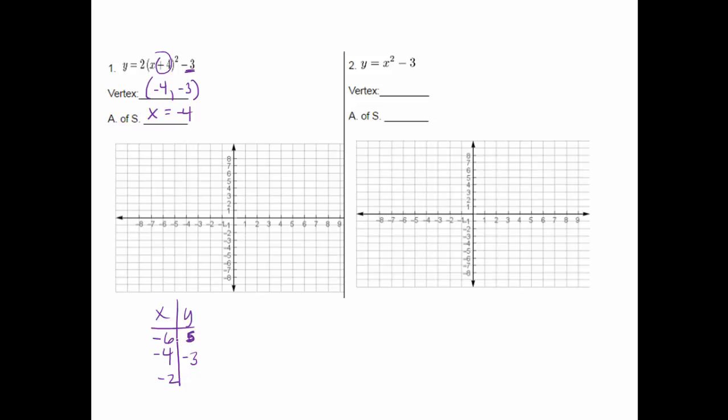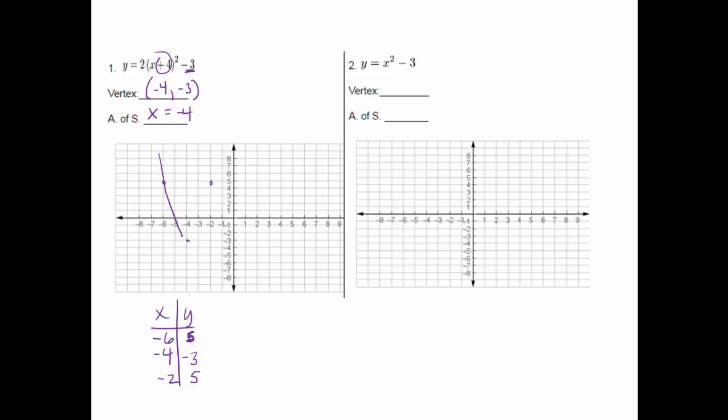And then we know if we plug this top one in and get 5, then the other one, because it's a mirror, is also going to be 5. And so then we're just ready to graph those. So I'm going to have negative 6, 5. So to the left 6 and up 5. And then to the left 4 and down 3. And then to the left 2 and up 5.